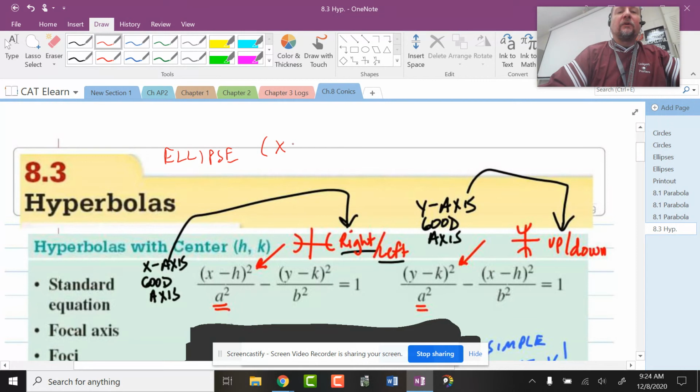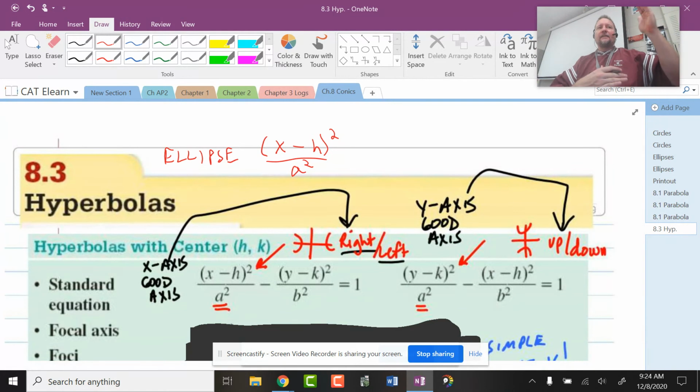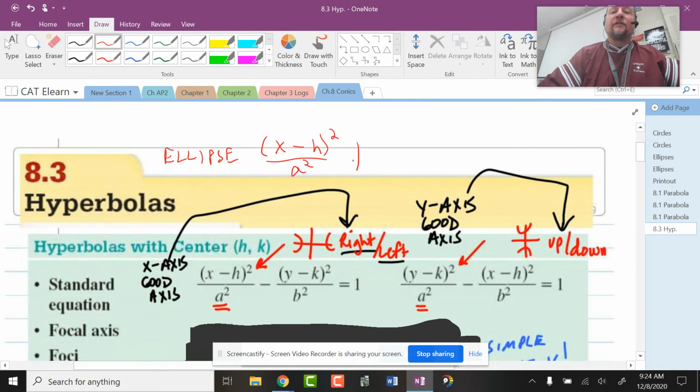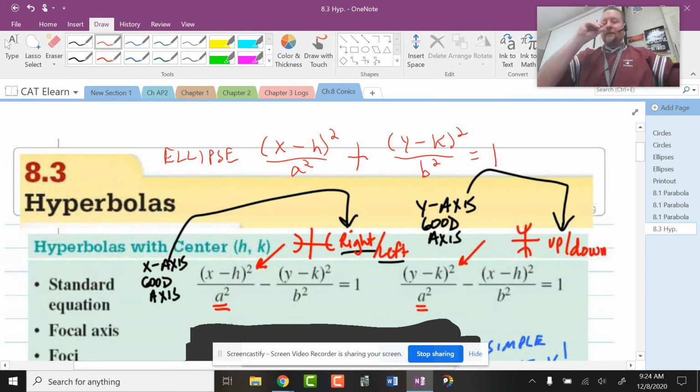And I'm just going to pick the x one, x minus h squared over a squared. Or it could be b squared. That would just say that there's a difference when the x-axis radius is smaller or bigger than the y-axis radius. But here's the thing, that's a big fat plus. Y minus k squared. And in this particular case, we're just saying the y-axis radius is smaller than the x-axis.